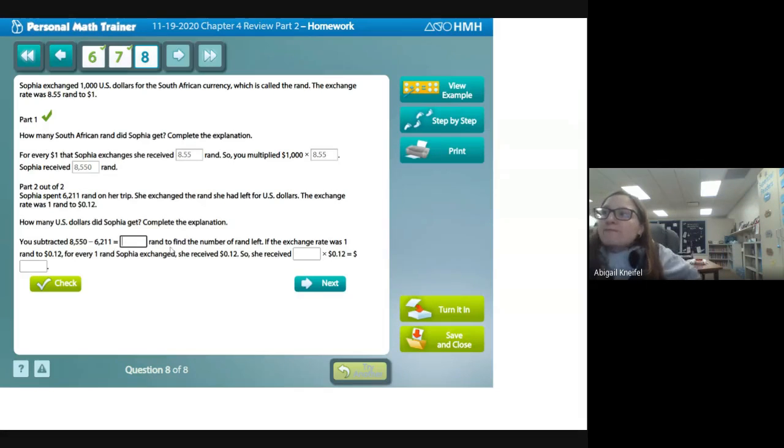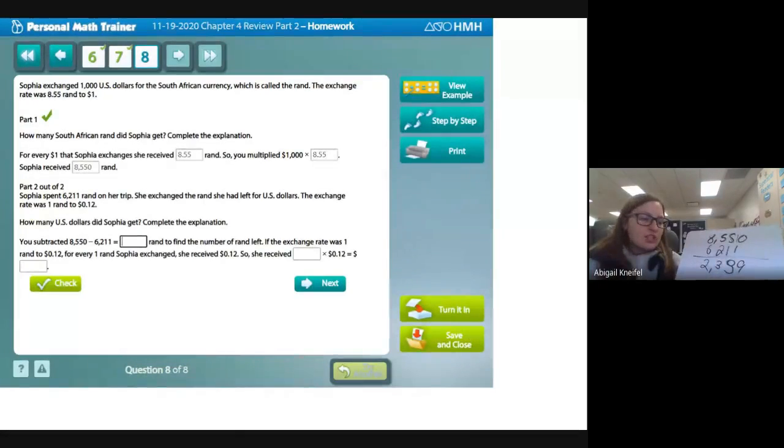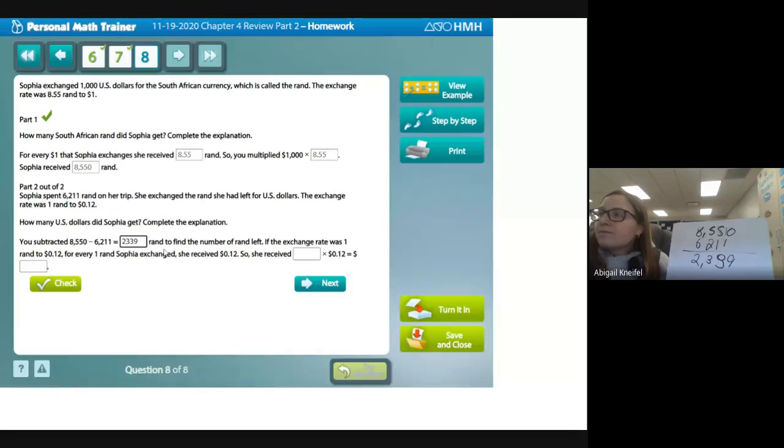Complete the explanation. You subtract, once again, it's telling you what to subtract. You subtract 8,550 Rand minus 6,211 because that's how much she spent. It's literally telling you what to do in this problem. 9, 3, 3, 2. So how much did she have left? She had 2,339 Rand left. That's what she ended with.